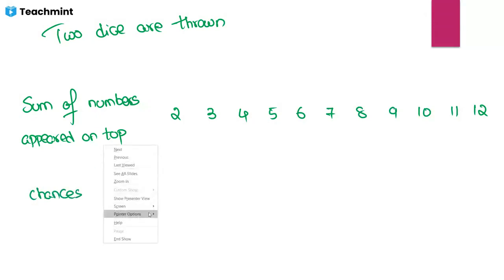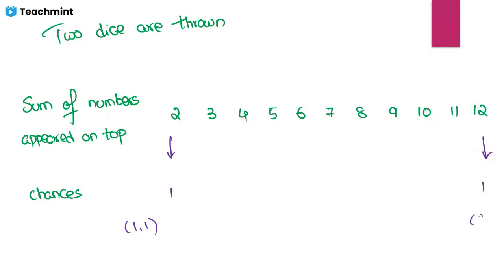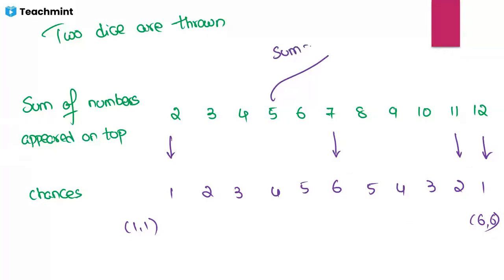It is nothing but one chance. We have one chance to get sum 2, that is 1, 1. For sum 12 also one chance, that is 6, 6. And here the shortcut is 1, 2, 3, 4, 5, 6, and then again decrease 5, 4, 3, 2, 1. So for getting sum equal to 5, what are the chances? 4 chances: 1,4; 2,3; 3,2; 4,1. These are the 4 chances when sum equals 5. I'm giving you the shortcut.